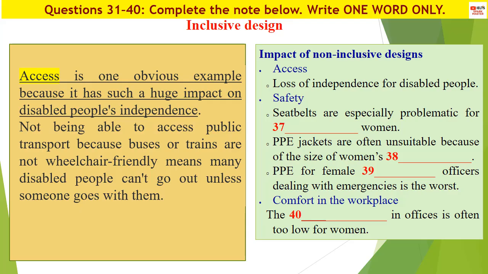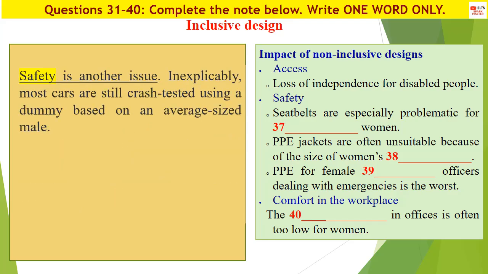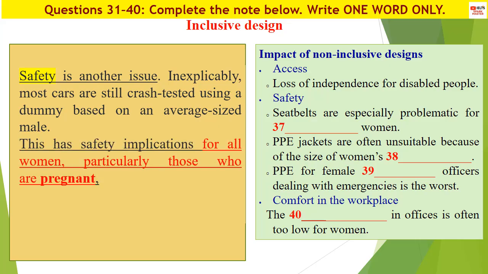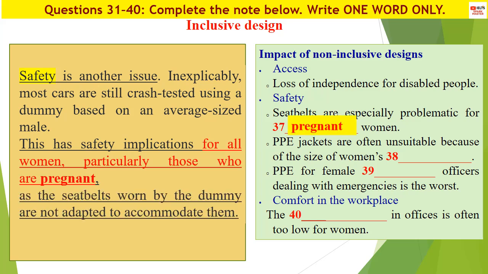Safety is another issue. Inexplicably, most cars are still crash-tested using a dummy based on an average-sized male. This has safety implications for all women, particularly those who are pregnant, as the seatbelts worn by the dummy are not adapted to accommodate them.